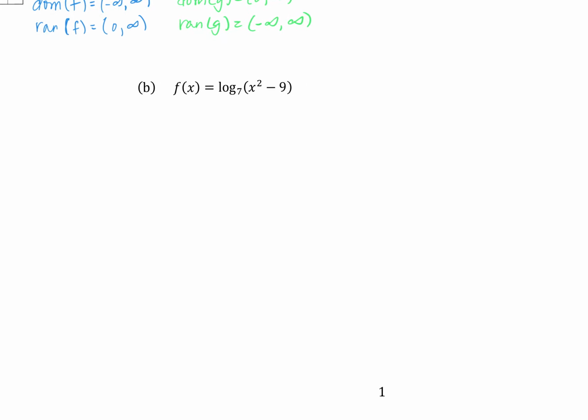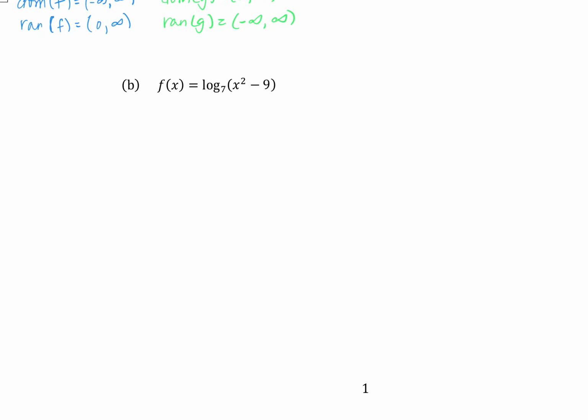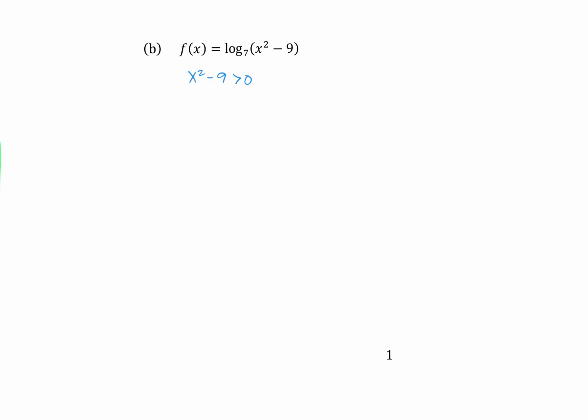Let's do this again in b. We have our function f, log base 7. And notice it doesn't really matter what the base is. We're just looking at the argument. In this case, it's x squared minus 9. So that x squared minus 9 has to be greater than 0. Here, because it's an inequality and it's quadratic, our strategy is to factor. This would be difference of squares, (x plus 3)(x minus 3).